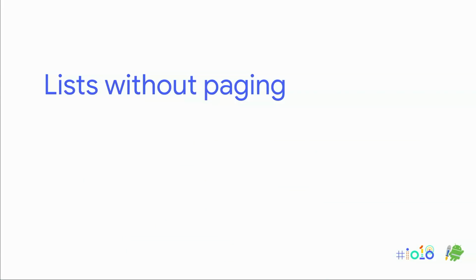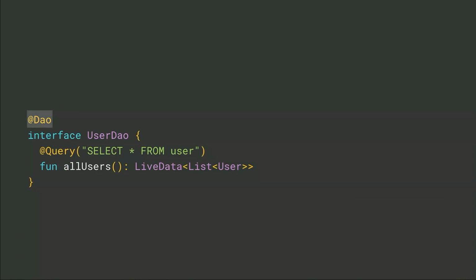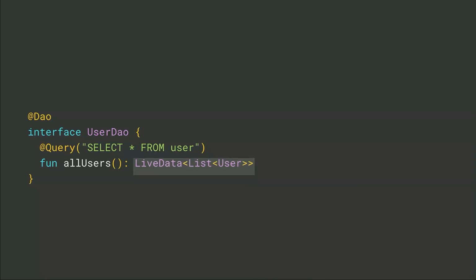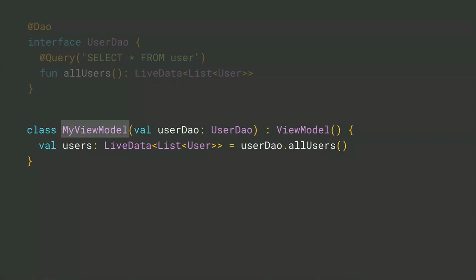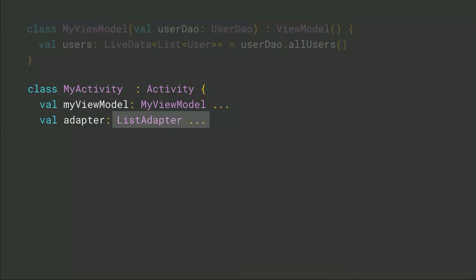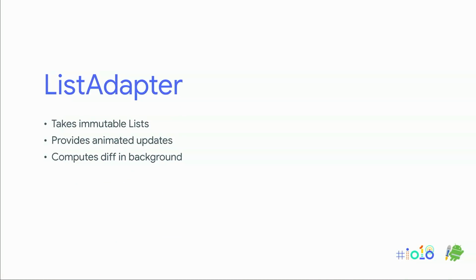Now, if we go back to our first example, how do we implement these lists if we don't use paging? If you're using Room, in your DAO, you specify your query, you tell it to return a live data of list of users. Then in your view model, you hold a reference to it and serve it to your UI. In your activity, you would use this ListAdapter class. But if you're not following our releases closely, you may not have heard about it. Let's focus on that one.